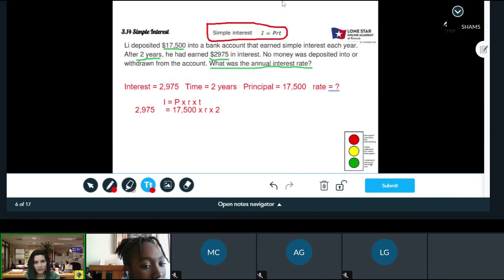Do you guys know how to solve an equation that looks like this? Amy, look at my equation. See if that makes sense. I just followed the equation. Check this one out. See, interest is given, that is 2,975. Principal 17,500. Rate missing times 2. Any questions? I'm going to pause here. Any questions? No questions? That makes sense so far?